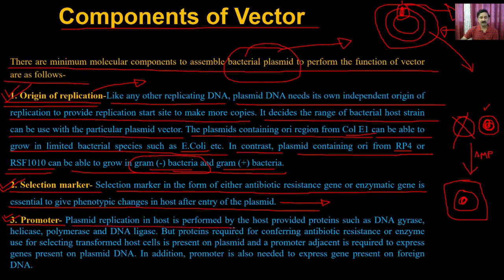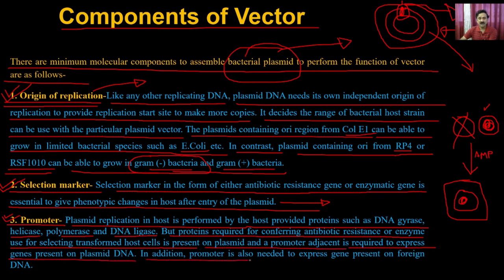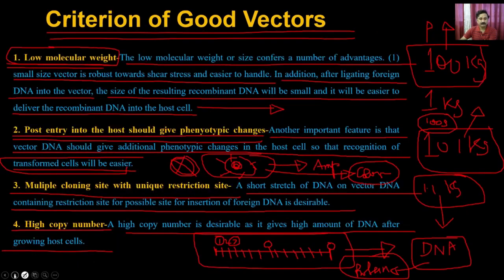So plasmid replication is performed by host-provided proteins such as DNA gyrase, helicase, polymerase, and DNA ligase. But the protein required for conferring antibiotic resistance, or the enzyme used for selecting transformants, is encoded on the plasmid, and a promoter is required to express the gene present on the plasmid. In addition, a promoter is also needed to express the gene present on the foreign DNA.